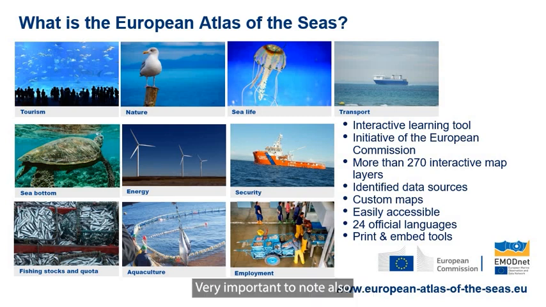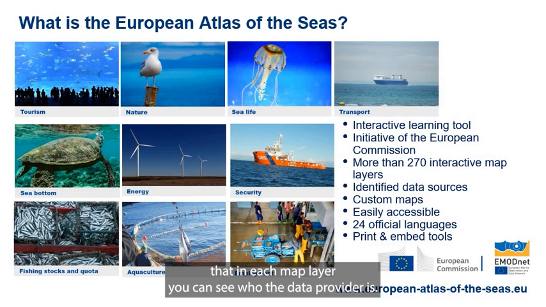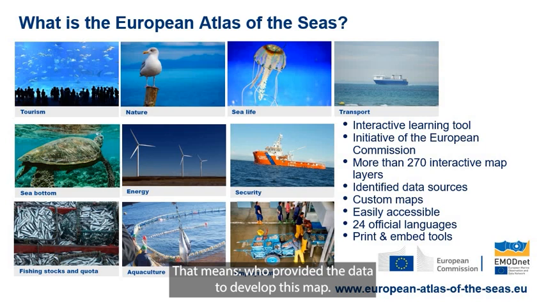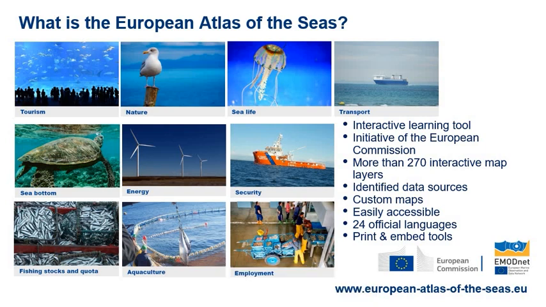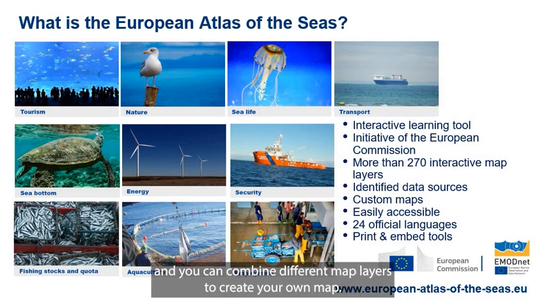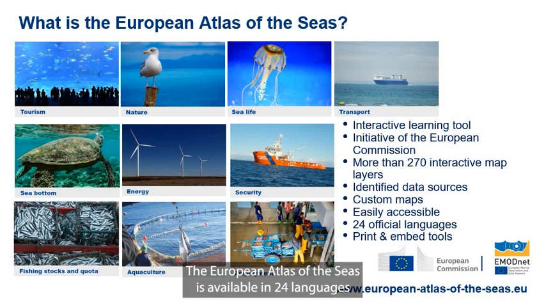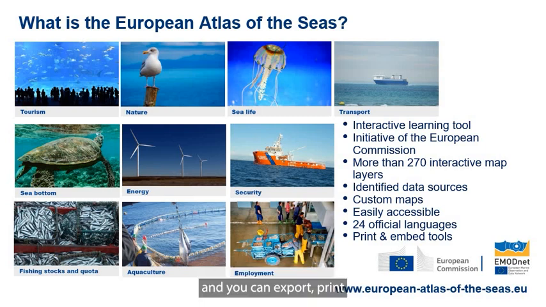Very important to note also that in each map layer you can see who the data provider is. That means who provided the data to develop this map. The maps are easily accessible and you can combine different map layers to create your own map. The European Atlas of the Seas is available in 24 languages, and you can export, print and embed maps into different tools such as a website or a blog.